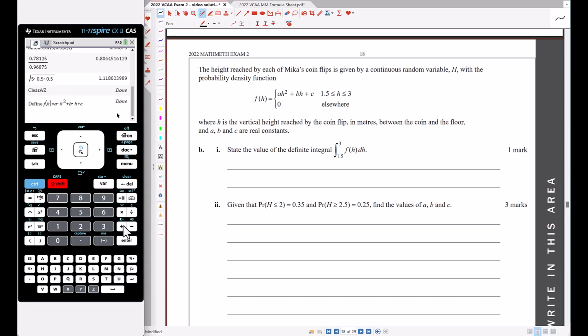Okay, so we want shift plus. I don't think it's going to be a value. I think it's going to be in terms of A and B and or C. 1.5 to 3 of f of h with respect to h. Okay, and again, if we wanted to not have decimals, rather than put 1.5 here, if I'd put 3 on 2, it would have given us all of that very nicely. So again, state the value. I don't love that.